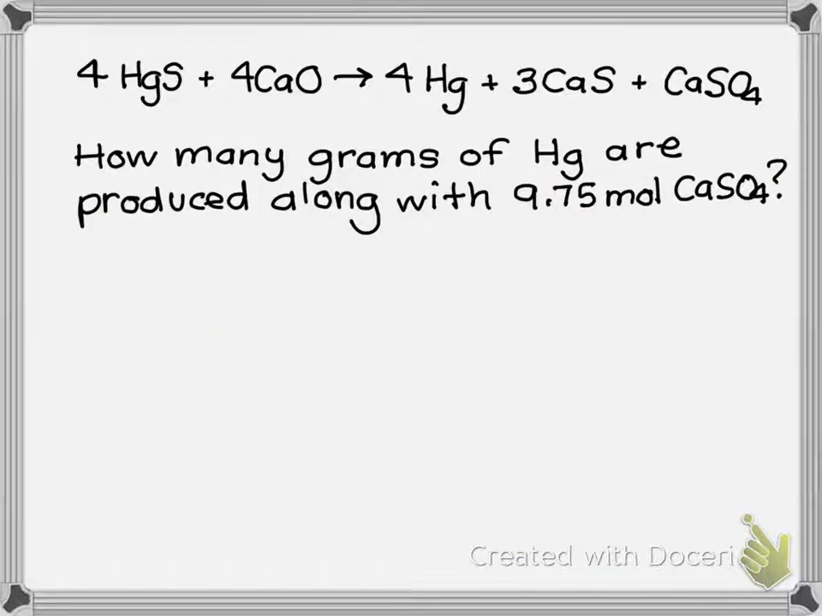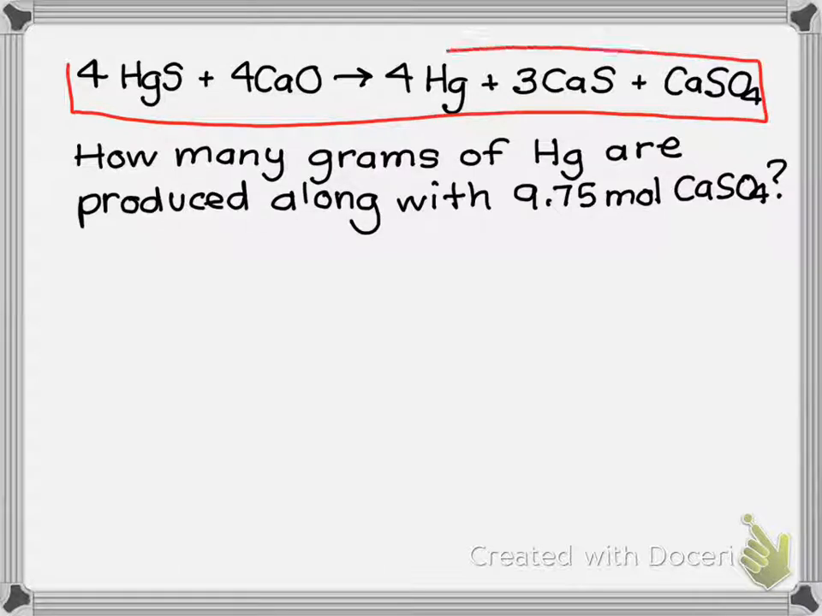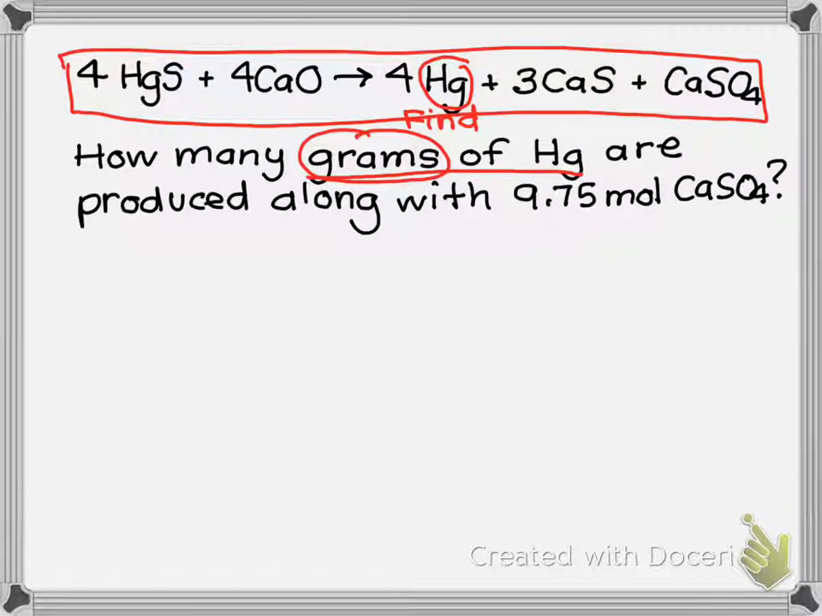So let's try another one. So here's another problem, and here's the balanced chemical equation right there. So we're given that, and then we read the problem. It says how many grams of mercury. So here's the mercury, and this is what I have to find. And notice that I'm working with grams. Are produced along with, and then I have 9.75 moles of calcium sulfate. So here's my calcium sulfate, and this is what I'm given, and I'm given it in moles.